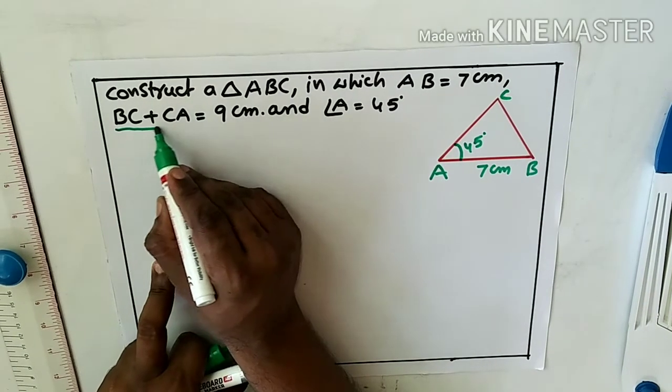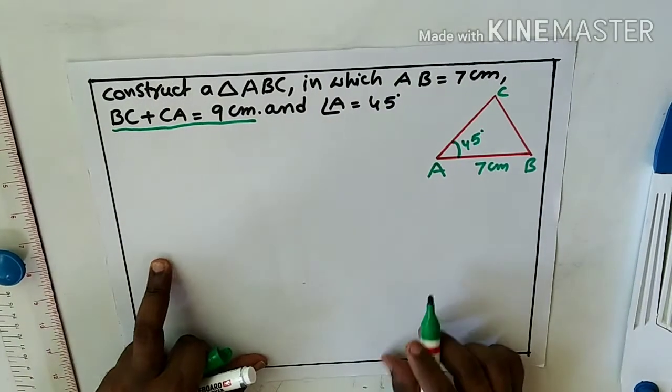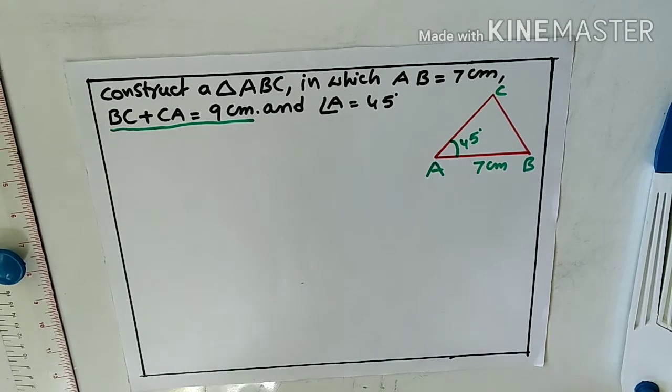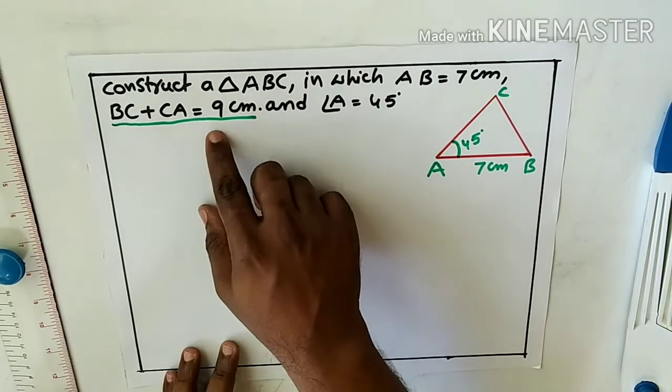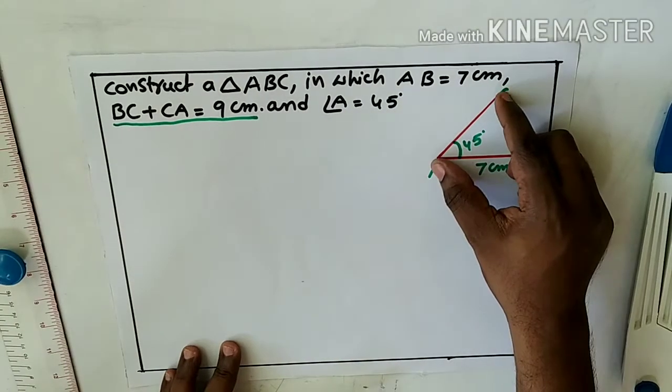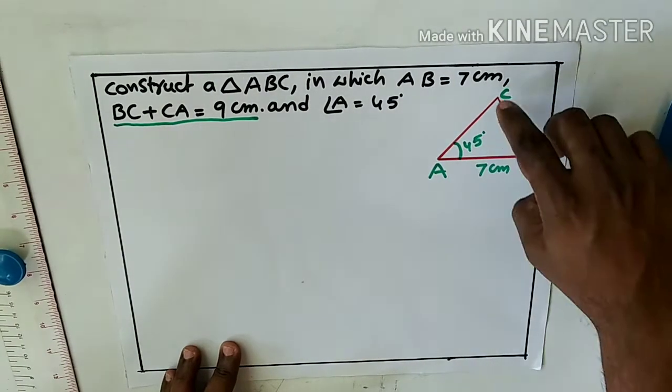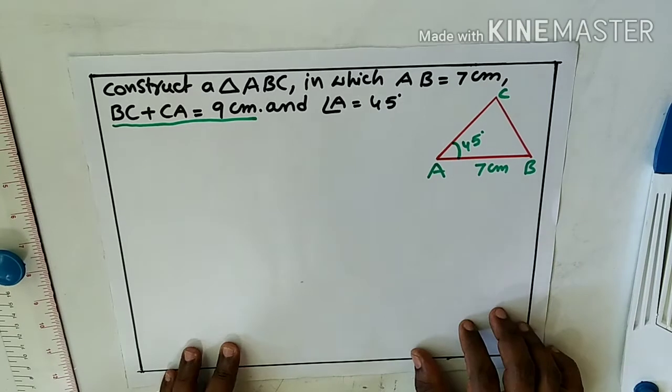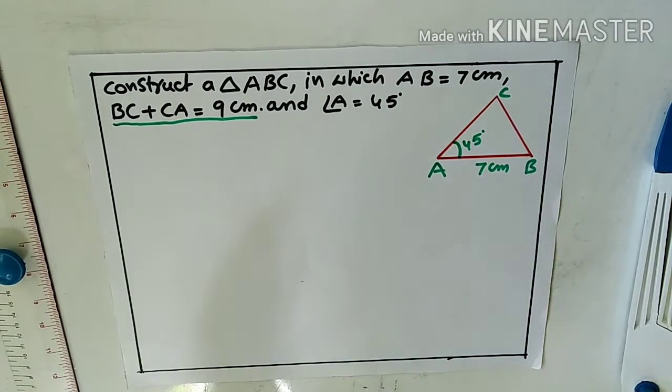Here is a very important point. BC plus CA together is given as 9 centimeters. So with 9 centimeters we cannot take this as 4 or this as 5 or 6 or 3, you cannot take that. Then there is a separate mode of construction. Now we are doing that construction.